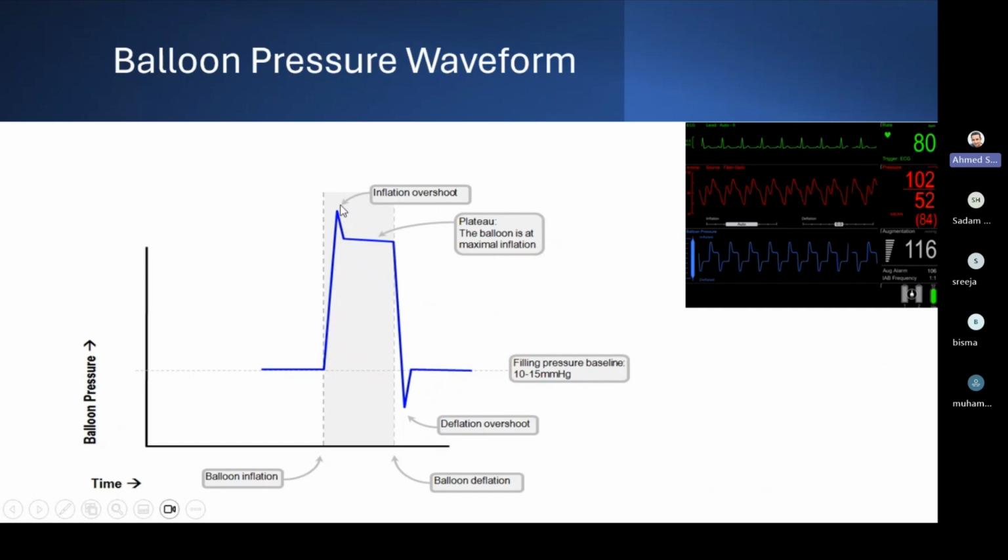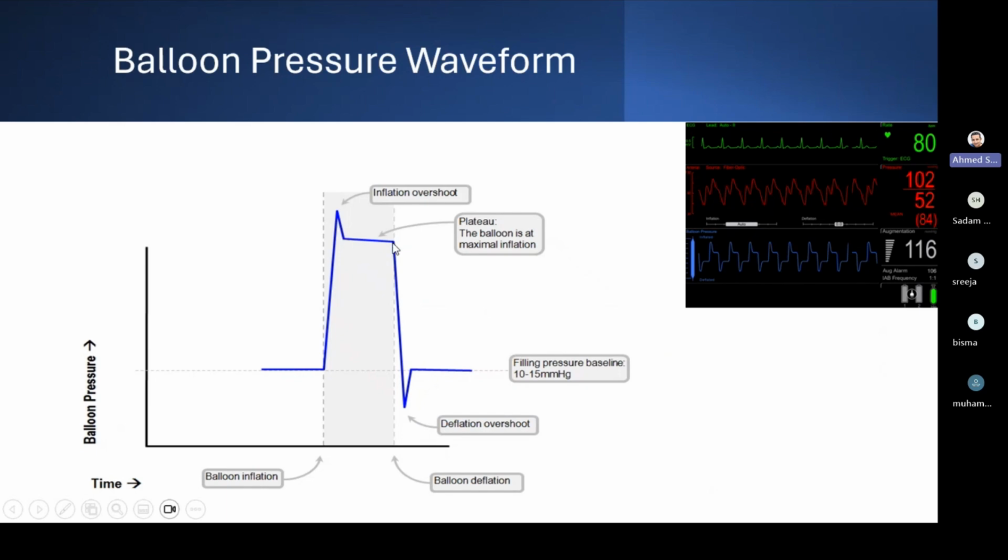And once the balloon inflates, you will have this inflation overshoot. When the intra-aortic balloon starts the inflation, there is a pressure inside the intra-aortic balloon, and also there is a pressure inside the aorta. So when the intra-aortic balloon inflates very fast, the pressure inside the balloon will cause this inflation overshoot, and after the balloon totally inflates, the pressure inside the aorta and the pressure inside the balloon will reach a state of equilibrium, and you will reach the plateau.